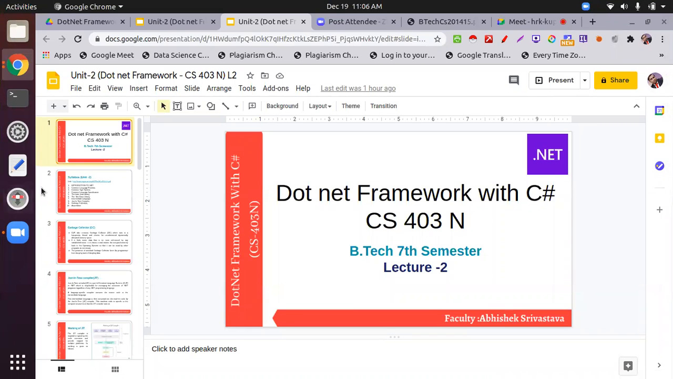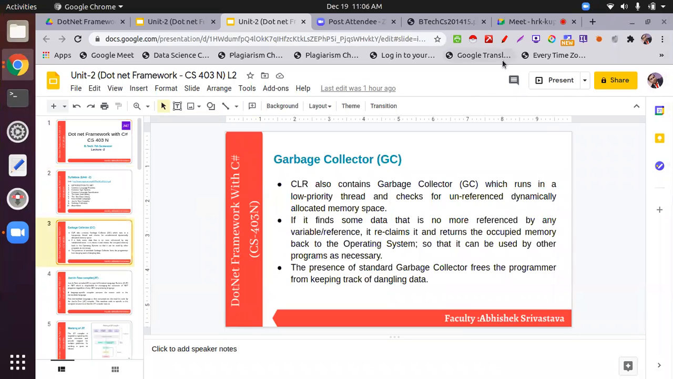Okay. So the main topic I will cover. The first topic here is garbage collector. Can anyone tell me what is garbage? Anyone? Deep Anshu, what is garbage?